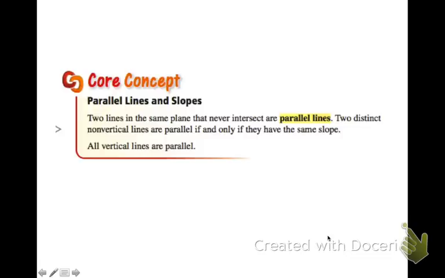The core concept with parallel lines and slopes: two lines in the same plane that never intersect are parallel. Two distinct non-vertical lines are parallel if and only if they have the same slope. So parallel lines have the same slope. And note all vertical lines are parallel.